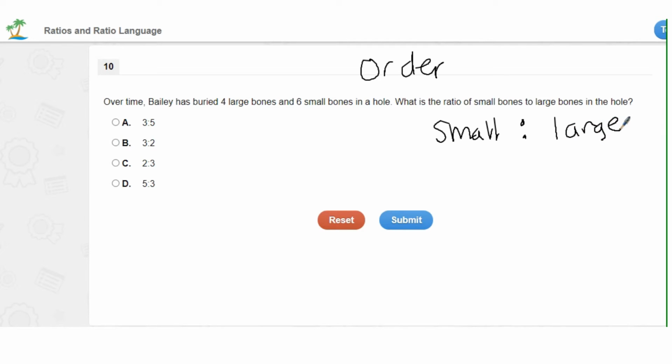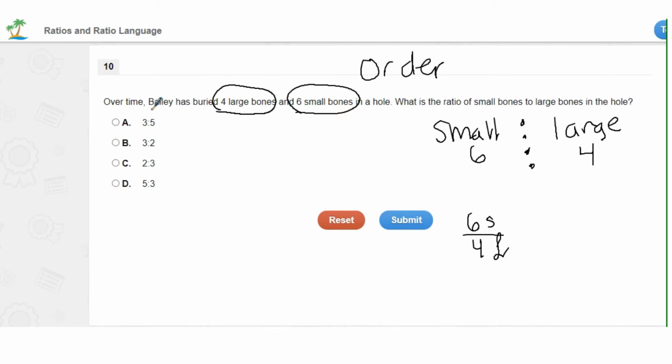So I'm going to go back to my text and get my numbers. So I have 4 large bones. So the 4 is going to go with large. And then it says 6 small bones. The 6 is going to go here. So if I write that as a fraction, it'll be 6 small bones to 4 large bones.